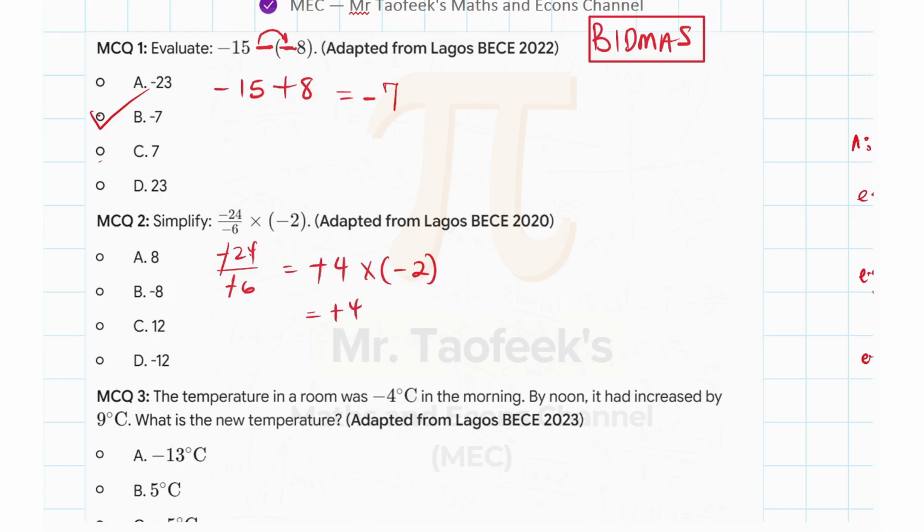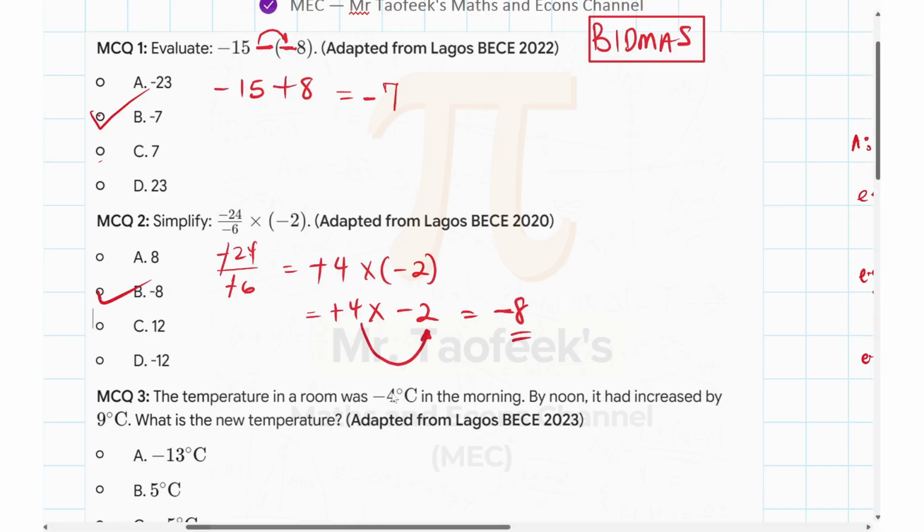So positive 4 times negative 2. Anytime the signs are different and I'm multiplying or dividing, the result is always negative. Then multiply the number. 4 times 2, 8. Final answer, -8. Option B. You can see this thing is very easy.